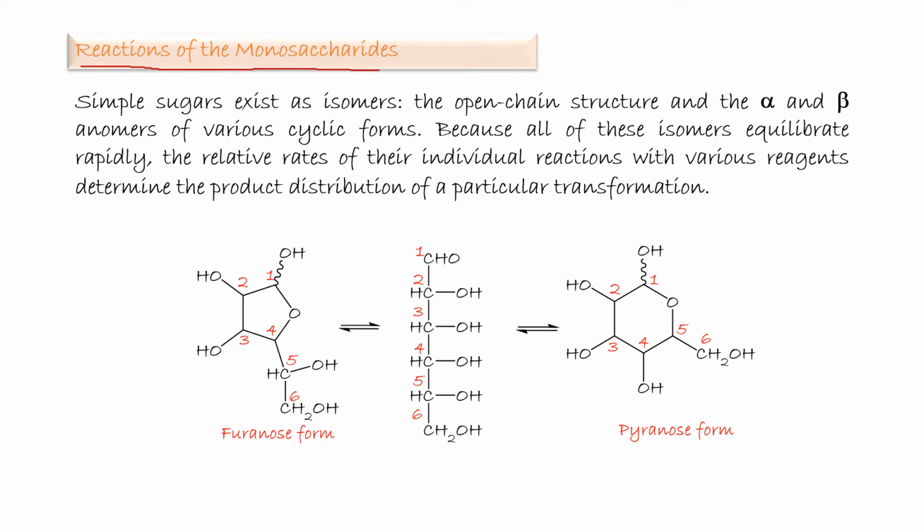Reactions of monosaccharides. As we mentioned, the monosaccharides exist as isomers, open structure with cyclic structure, either in the 6-member ring pyranose form or 5-member ring furanose form. Because all of these isomers equilibrate rapidly, the relative rates of their individual reactions with various reagents determine the product distribution of a particular transformation.